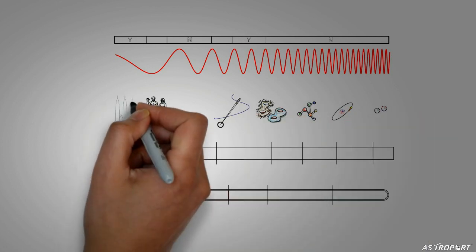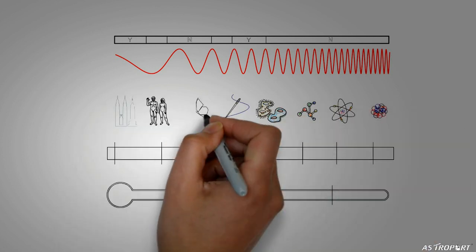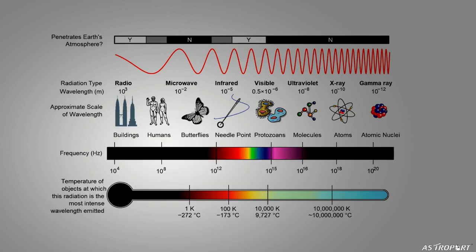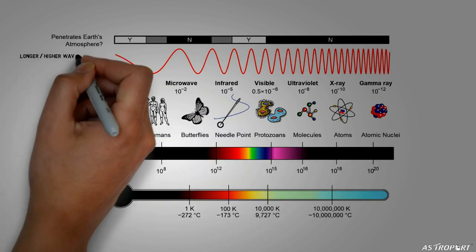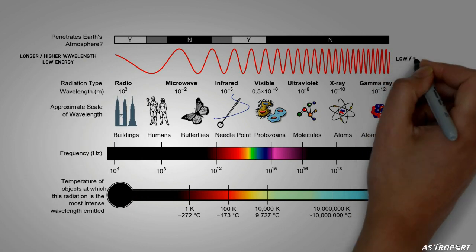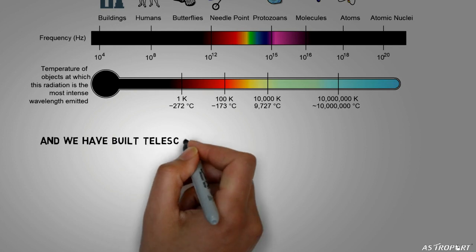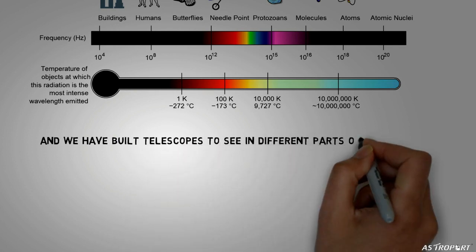And the reason different objects emit light in different parts of the electromagnetic spectrum is because of their temperature. Cooler objects emit high wavelength, low energy light, while hot objects emit low wavelength but high energy light. And we have made telescopes to see objects in all the different wavelengths of light.